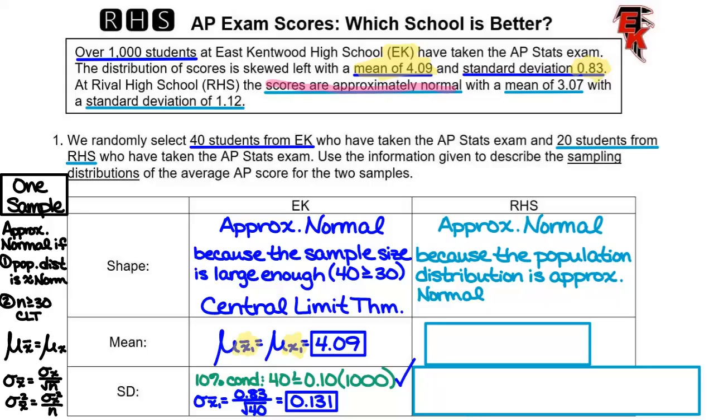And it's absolutely imperative that we know for sure that we have an approximately normal sampling distribution, because without that, we can't actually calculate these probabilities. We can't use normal CDF if it's not a normal distribution. So we have to have one of these two criteria met. What is the mean for RHS? 3.07, right here.